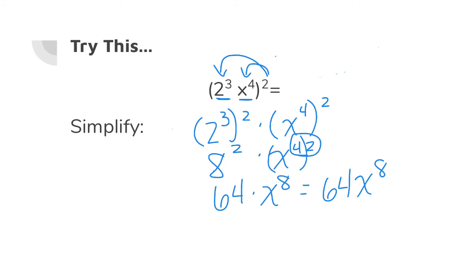This one is a little tricky. I'll tell you what most kids do. Most kids simply square the last thing. But if you have your monomial in parentheses, it's super important that you square everything in there. You square the 2 to the 3rd and you square x to the 4th.